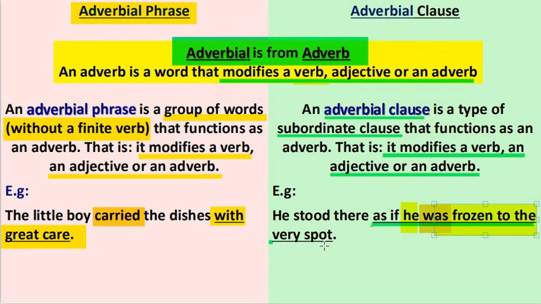So we can say that the grammatical name is adverbial clause, and the grammatical function is that it modifies the verb stood because it tells us how the verb stood is done. How did he stand? He stood there as if he was frozen to the very spot. Let's go to the next screen for more examples.